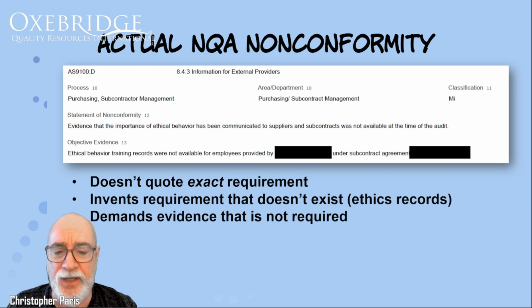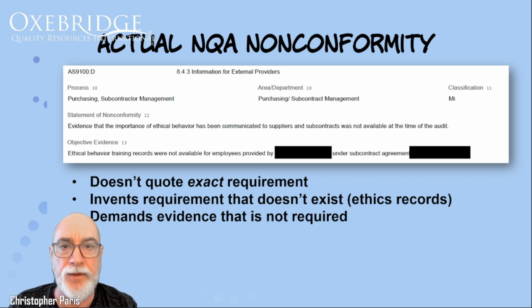In this case, again, they don't quote the exact requirement, and then they make up a requirement that doesn't exist, that there needs to be records of ethics. Now, if you're an ISO 9001 user, you're not going to know what we're talking about. AS9100 just does require two things: internal ethics, that employees are aware of ethical behavior, and that you make your subcontractors aware that they need to be ethical.